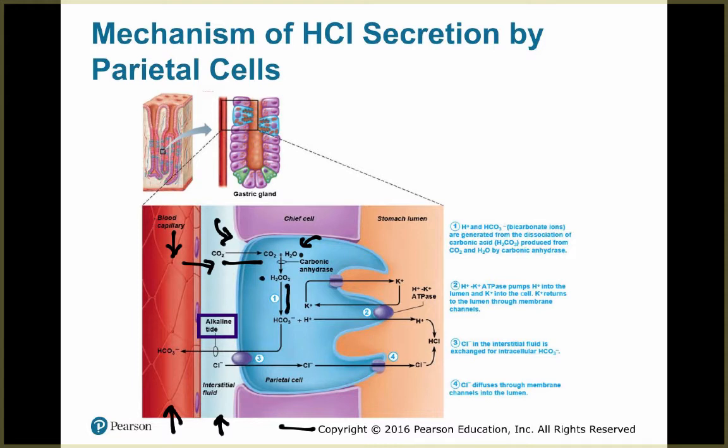The carbonic acid is going to break down into an H and the bicarbonate. From here, this hydrogen or proton is going to be pumped using the hydrogen-potassium ATPase pump into the lumen of the stomach. Of course, the K, or the potassium, returns to the lumen through the membrane channel. So you can see on here, it's going here and then it's coming back, right? The main point of this is to get the H on the other side.